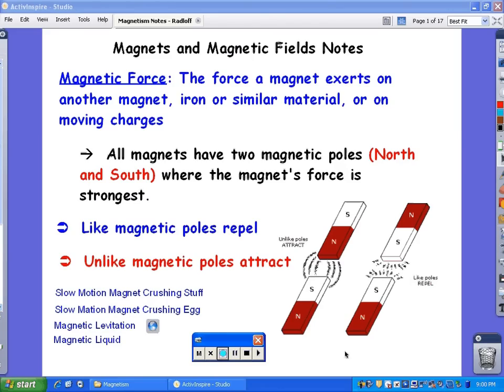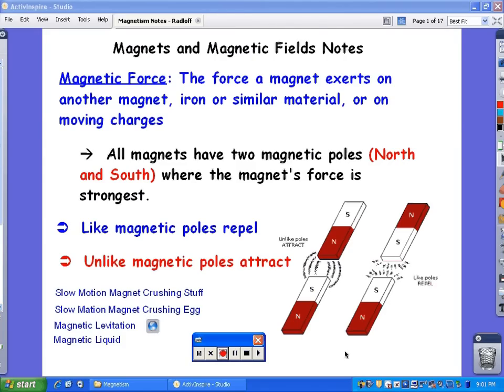Alright, welcome to the Magnets and Magnetic Fields Notes review. It's going to be a two-part magnet video review. The first part is just going to be over basic things about magnets and how magnetic fields are formed, and the second part will be electromagnets. I suggest you watch it as well. Alright, let's go ahead and get into it.